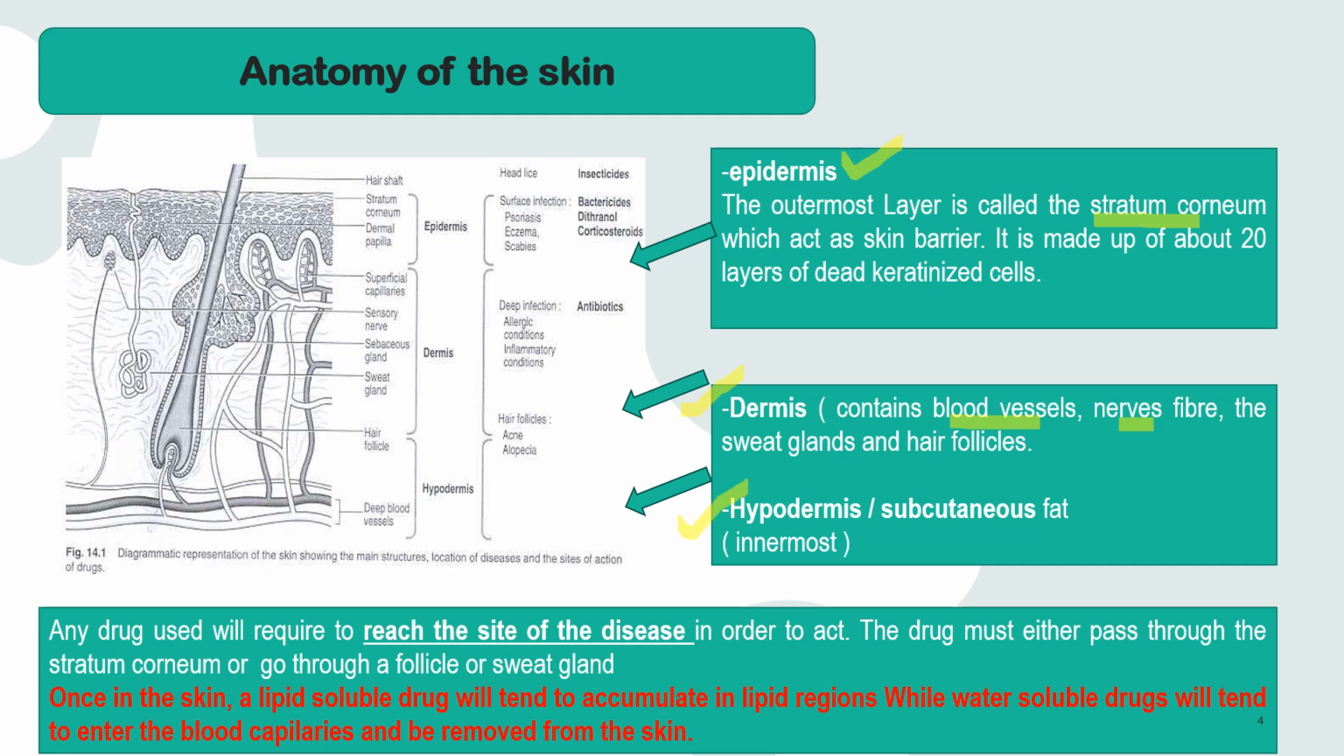So basically, if any drug requires reaching the site of the disease in order to act, the drug must either pass through the stratum corneum here or go through the follicles or the sweat glands. Once the medication arrives at the skin, lipid-soluble or lipophilic drugs tend to accumulate in the lipid region, while hydrophilic, water-soluble drugs tend to enter the blood capillaries and be removed from the skin.